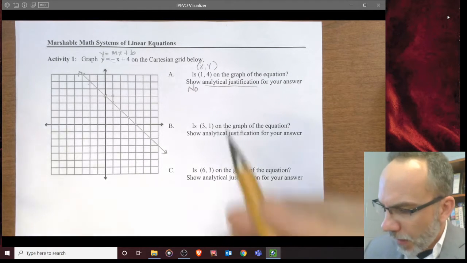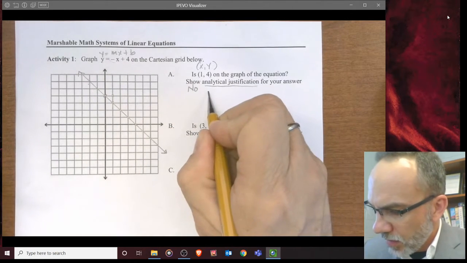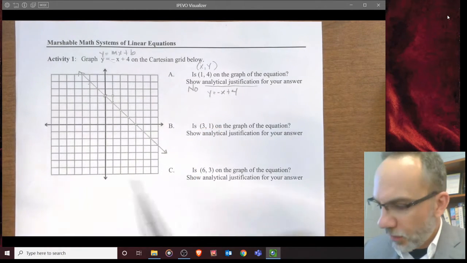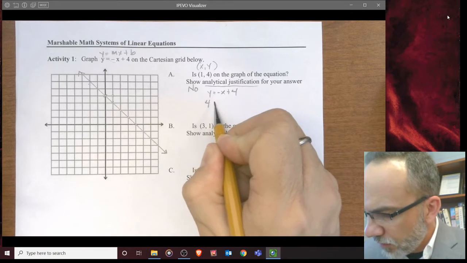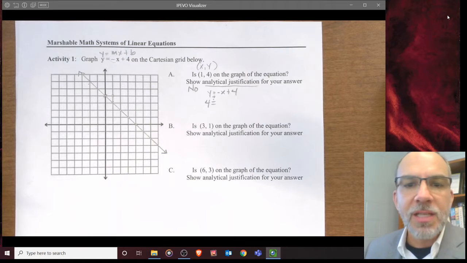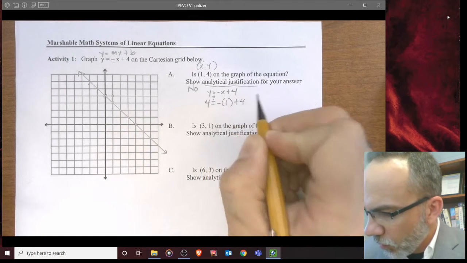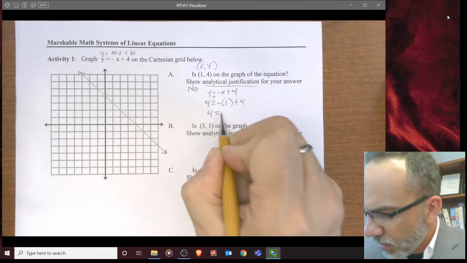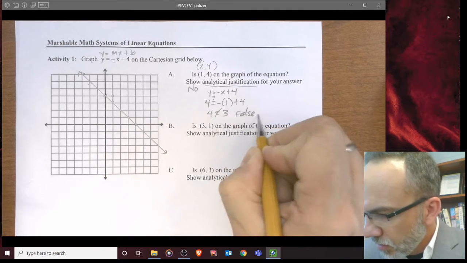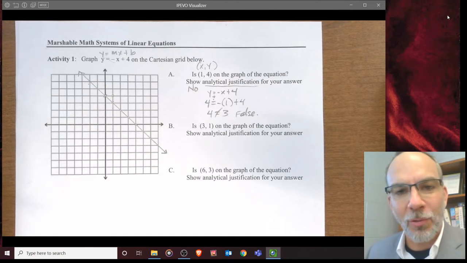So let's check it. I'm going to take this x and this y value and plug it into the equation there and see what I get. So the equation is y is equal to negative x plus 4. I'm going to plug in my y value of 4. Is 4 equal to, I don't know, I'm asking. So I put a little question mark over the top. Is y equal to negative of the x value, which is 1, plus 4? That's going to be negative 1 plus 4. Is 4 equal to 3? No, that's a false statement. So there we go. I've just shown you analytic evidence as to why it's not on the graph.